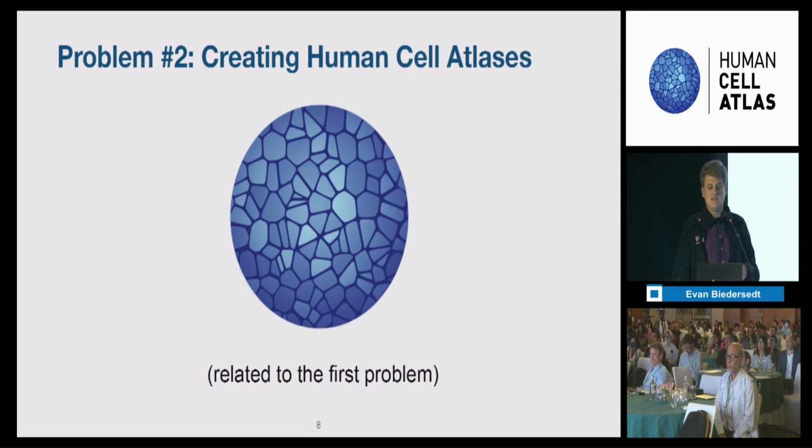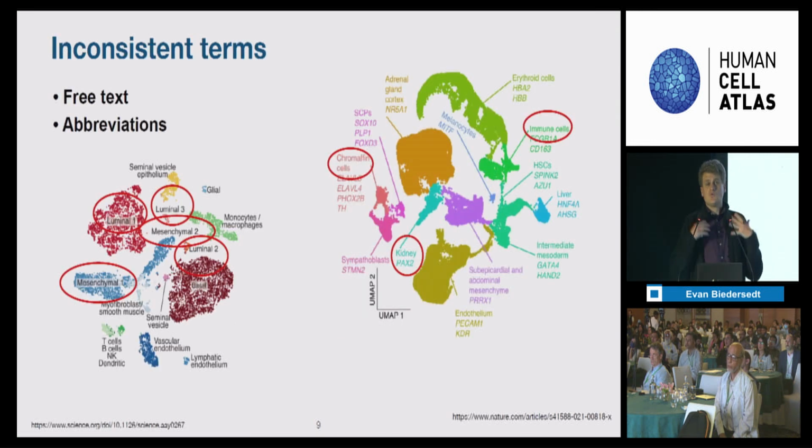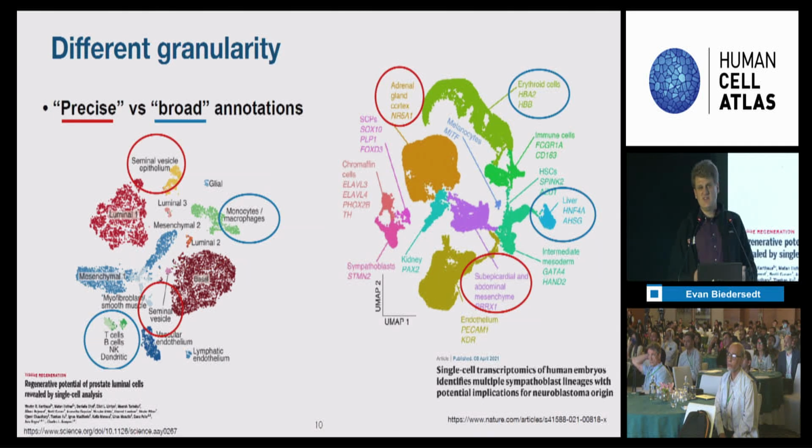Second is mostly just creating these human cell atlases. You can imagine if you take two data sets from two research groups, you'll run into these sorts of issues. The cell annotations themselves will be free text, they'll be used inconsistently, and there'll be abbreviations. You can see this with kidney cells and immune cells, where there are abbreviations in some. Luminal 1, 2, and 3 is a pretty good example of this.